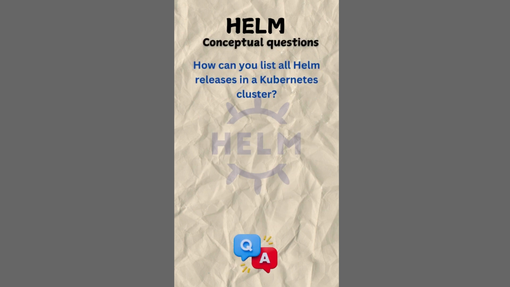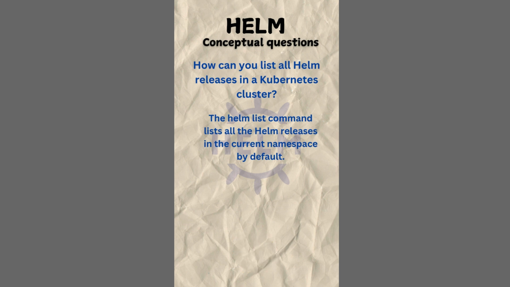How can you list all Helm releases in a Kubernetes cluster? The helm list command lists all the Helm releases in the current namespace by default.